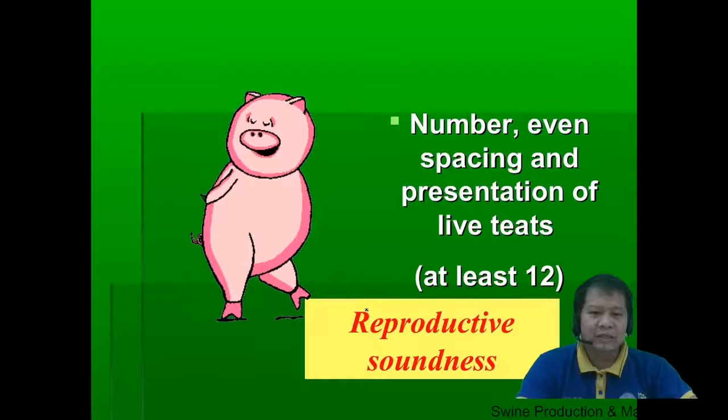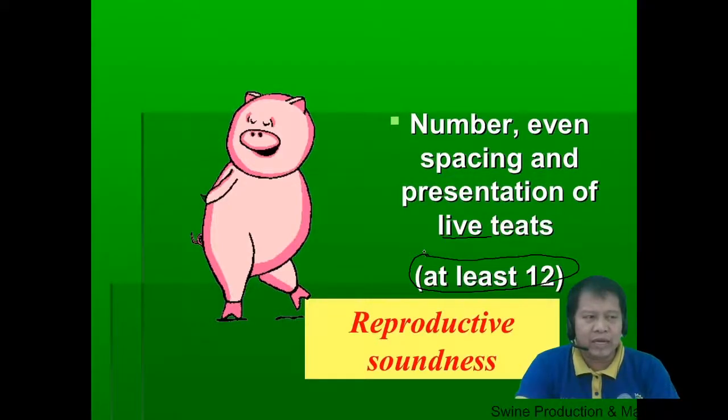Okay? So, although it is the boar that we select, you also have to consider the number, even spacing, and presentation of live teats, at least 12. Parang nakakalito kasi ang sineselect natin is lalaki, boar. But why do we look at the number, even spacing, and even presentation of live teats? Kasi pag may anak yung boar, eventually these characteristics will be inherited by the offspring. That is for reproductive soundness.